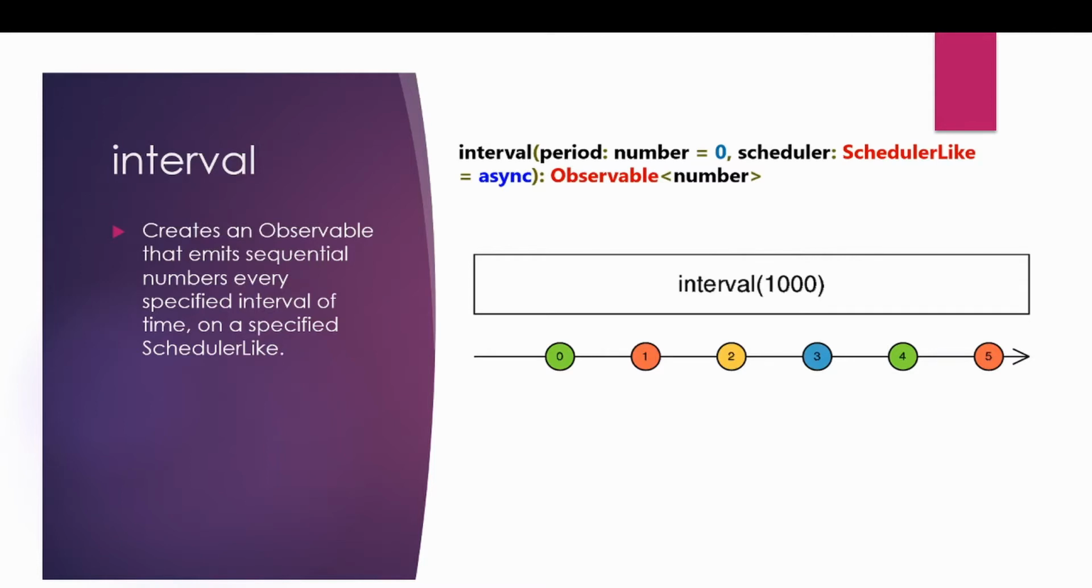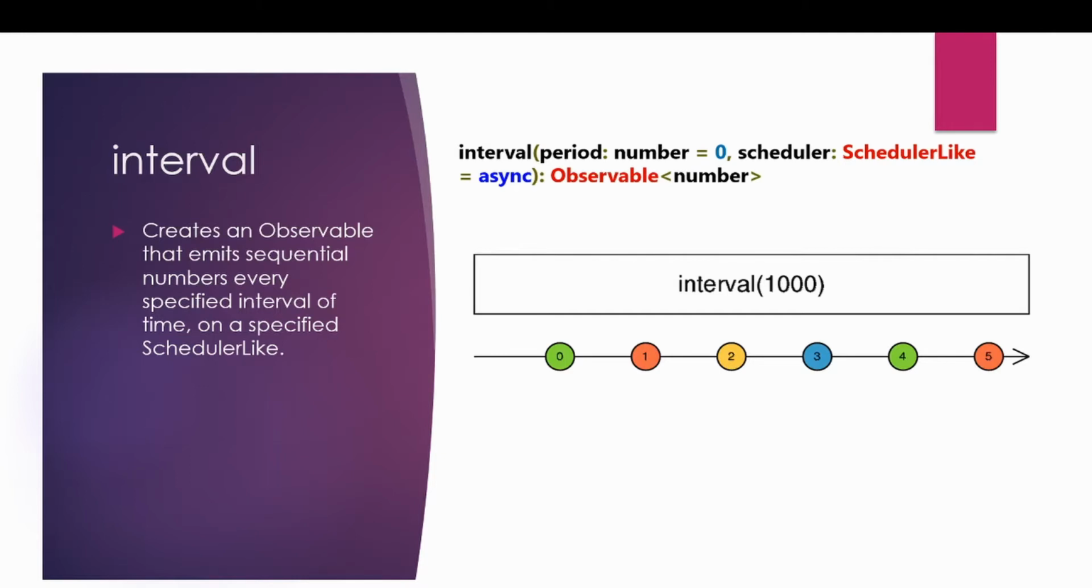Sorry, and the scheduler is something where you can specify the async scheduler or the ASAP scheduler or maybe the queue scheduler, which we will see later in other observables. Here is a marble diagram for this one. If I'm specifying interval 1000, it's going to generate incremental values starting from 0, then after 1 second it will emit 1, then 2, 3, then 4 and 5 and so on.